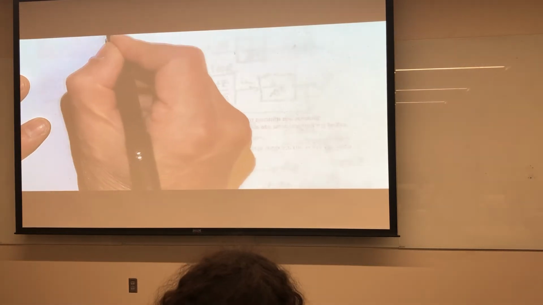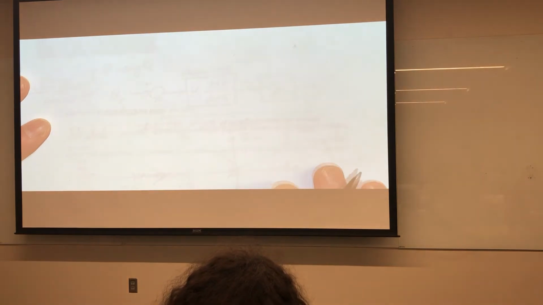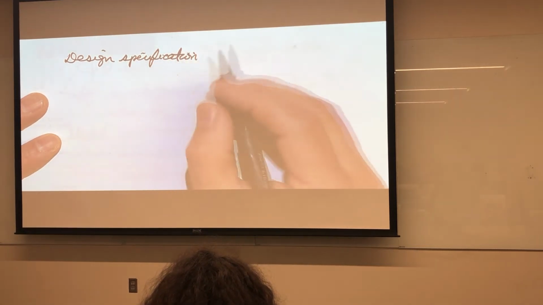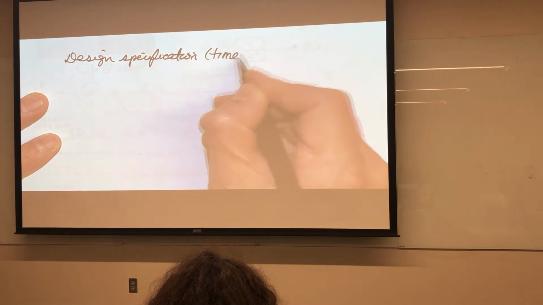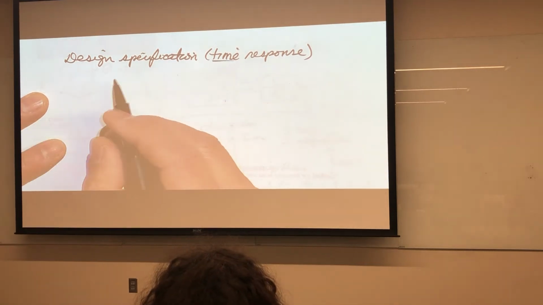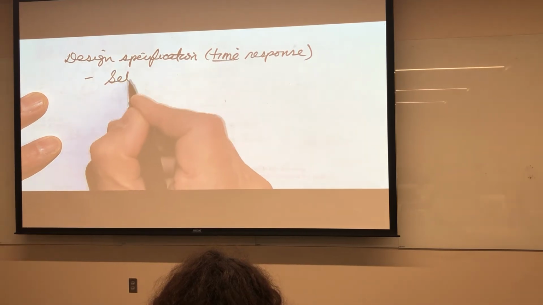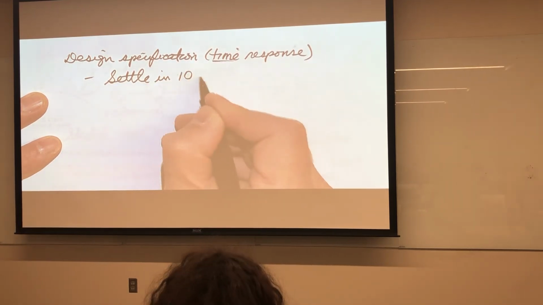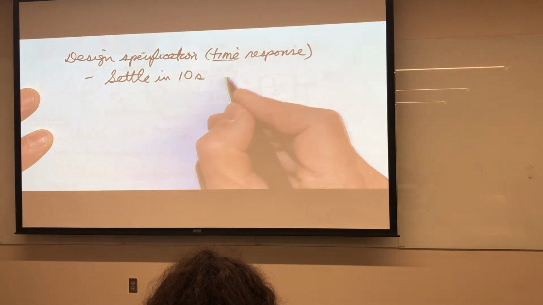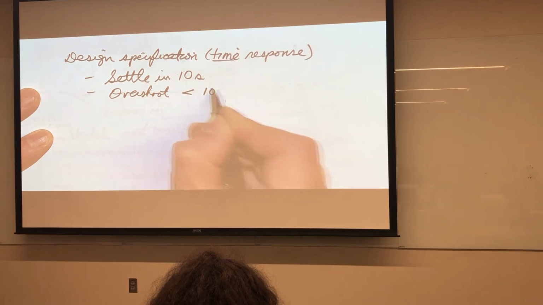Here's the design specification. In this case, it's a time response. It's in the time domain. We're describing the time response. And so maybe one of the things we would say is, I want this satellite to settle in 10 seconds, 10 units of time. And then maybe we may also say overshoot less than 10%.